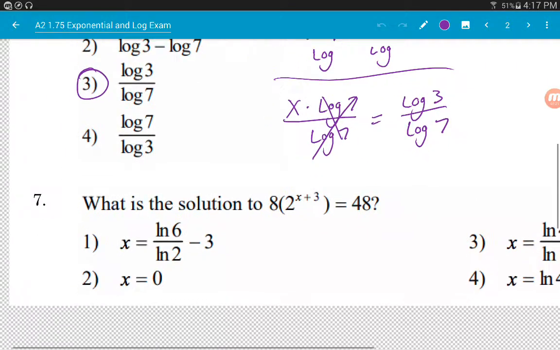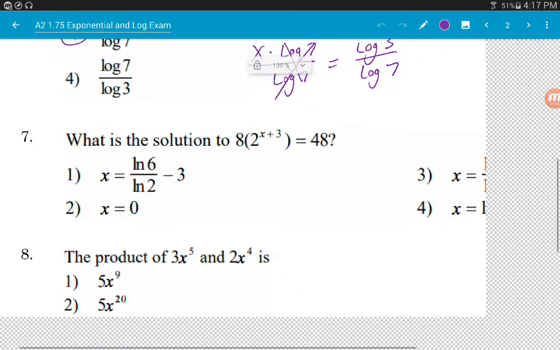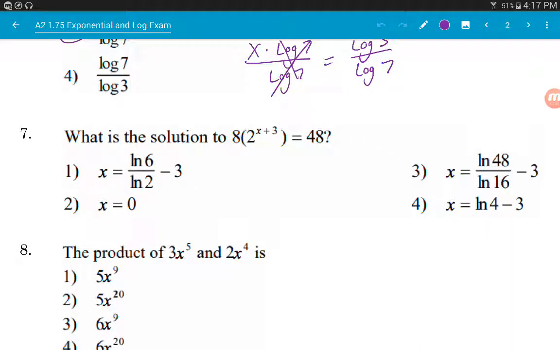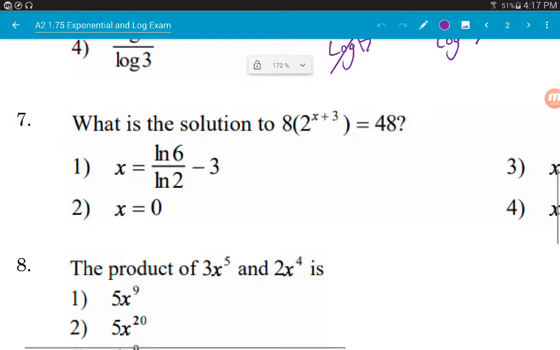What is the solution to this? They decide, if you look at the answer choices, to use ln instead of log. One is not better than the other. They're the same thing, essentially, in this case. So, what is the solution to this?